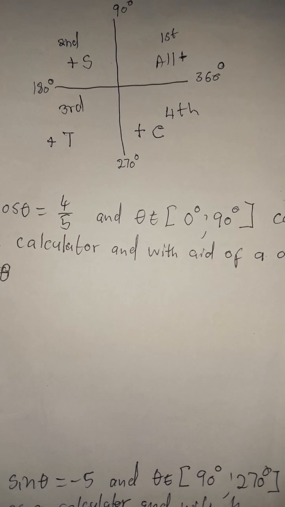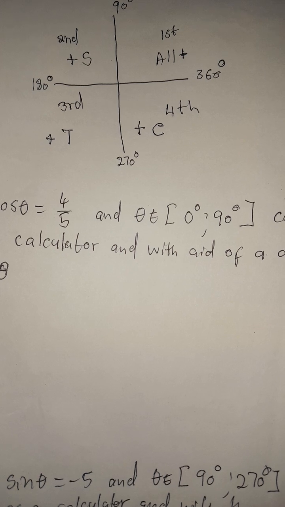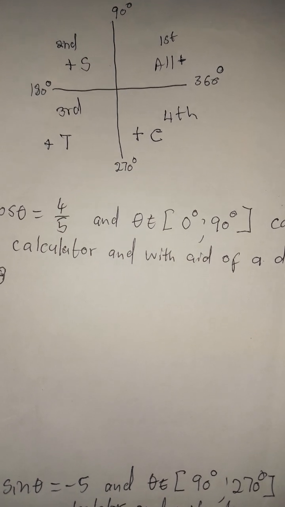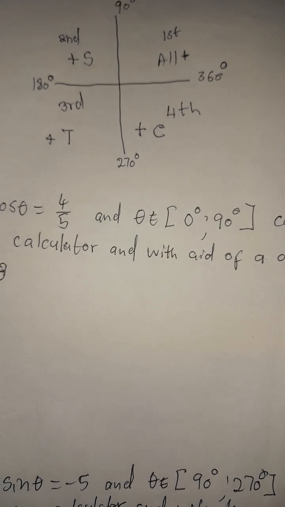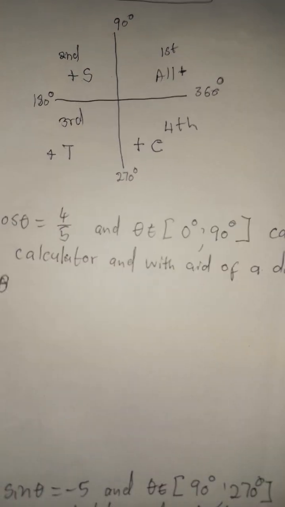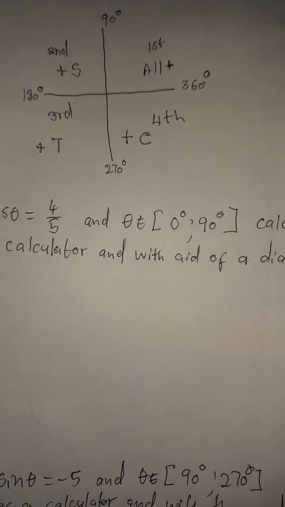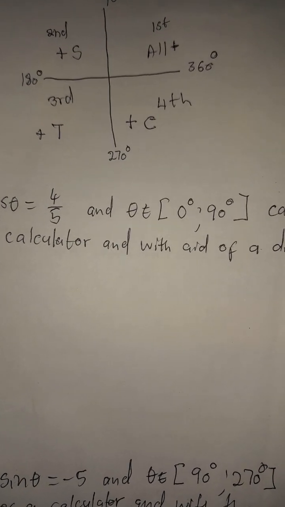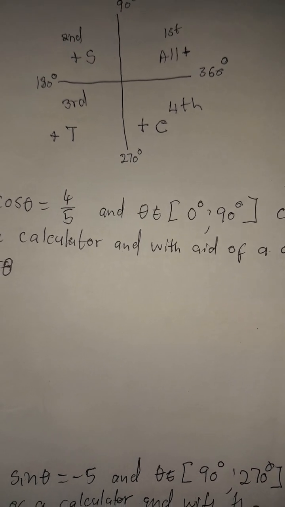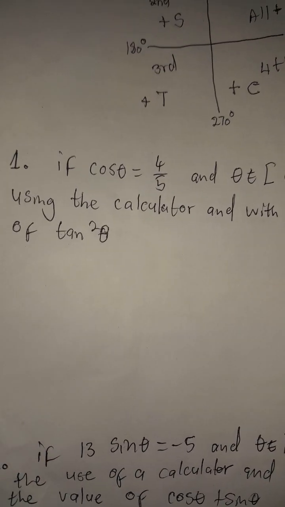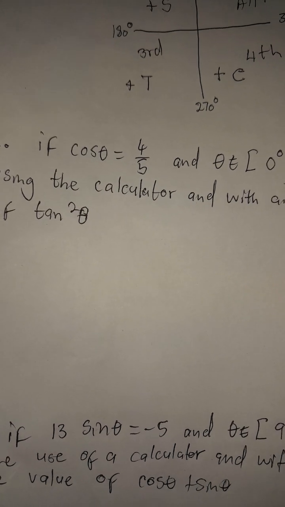So that's how it goes with the Cartesian plane. Remember, this is 90 degrees, 180, 270, 360, right? So remember, all stations to Cape Town, all students take coffee, all students take care. You can use whatever way you prefer so that you're able to remember. So we will go to number 1.